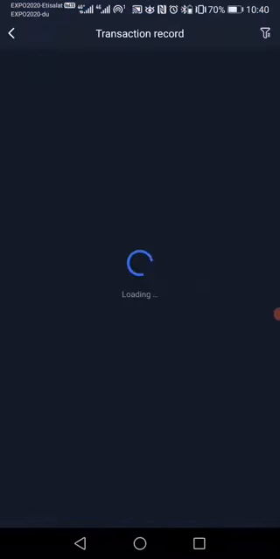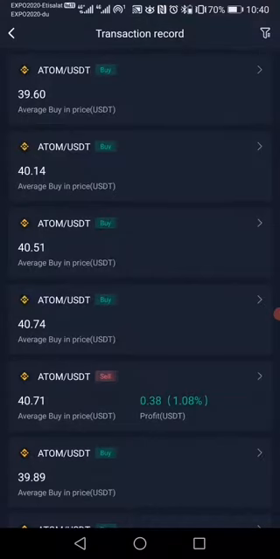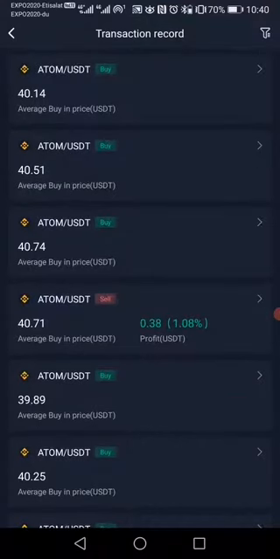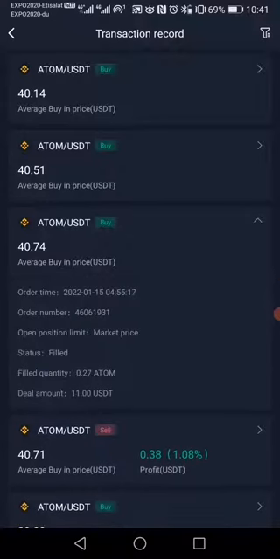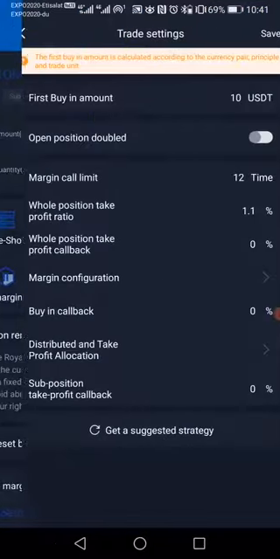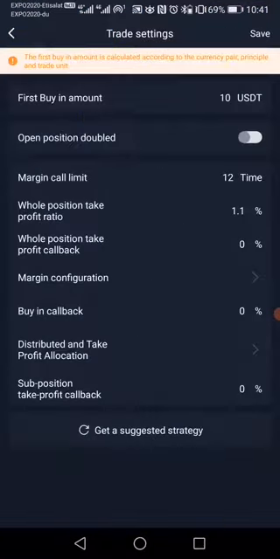So you go back to our transaction record, you can see. When you see sell, what it's trying to tell you is that at this point of sell, it closes the entire trade again. It closes the entire trade at 1.08%. Then it buys the first buy again. It buys at a deal of $11. Mind you, if you go back to what I defined in my trade settings, my first buying amount is 10 USDT.